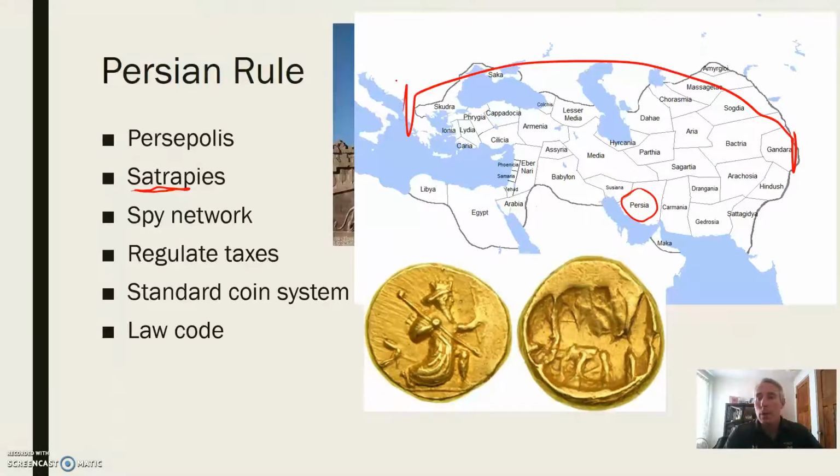Whether you were in Gandhara or you were in Ionia, crimes were treated the same, punishments were the same, and so forth. And in order to facilitate these royal court officials as well as the spies and trade, there was the Persian Royal Road.